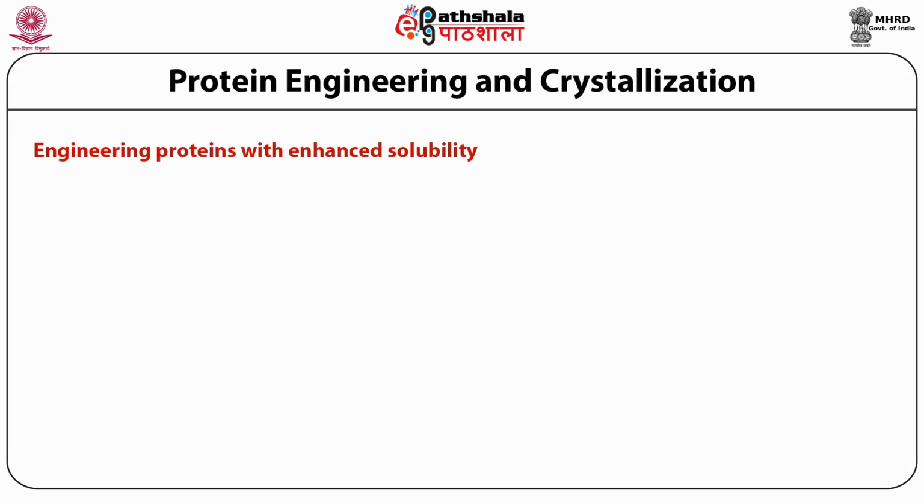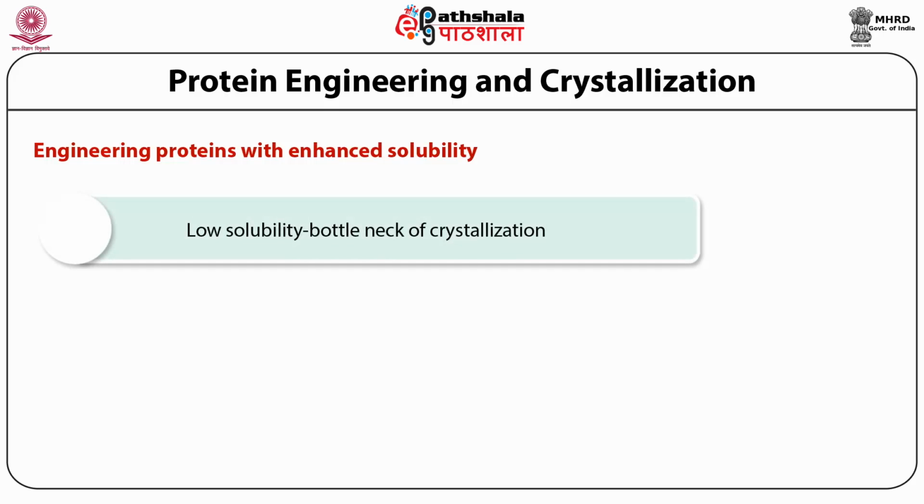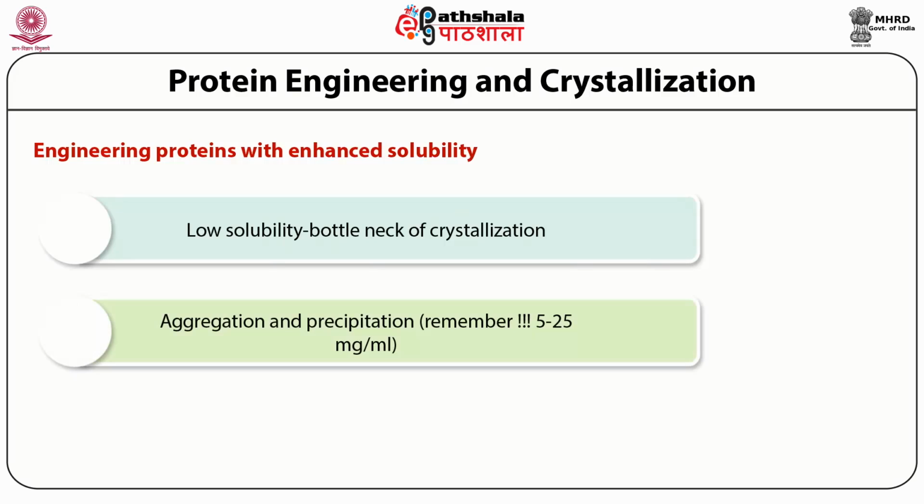Now we said solubility is an important criterion for a protein for taking it further for the crystallization experiment. Why did I say low solubility is a big problem? I told you 5 to 25 milligram per ml. Most of the time we need such a high concentration for protein crystallization. What will happen if the solubility is less? Most of the time we end up with aggregation and precipitation.